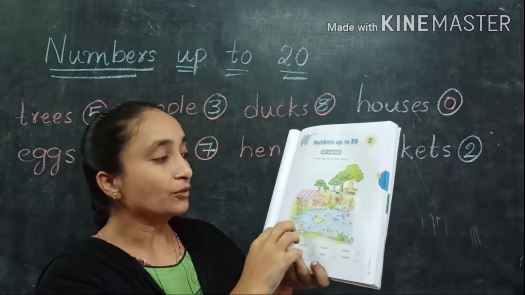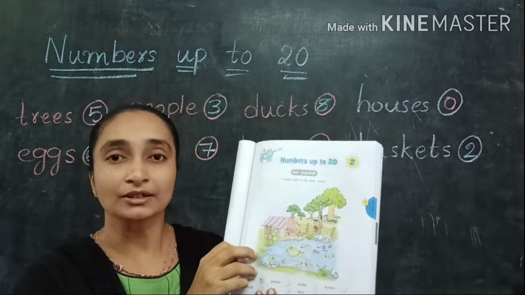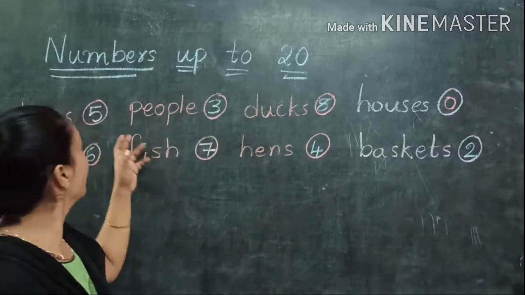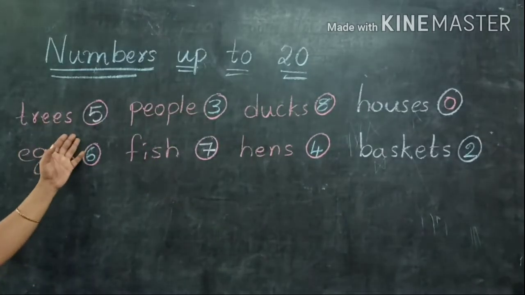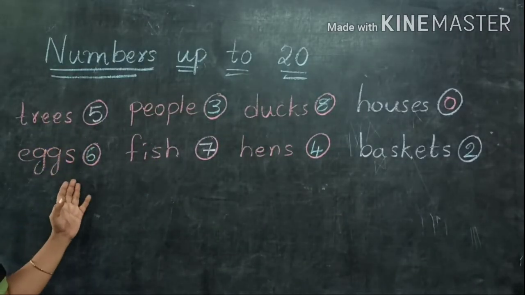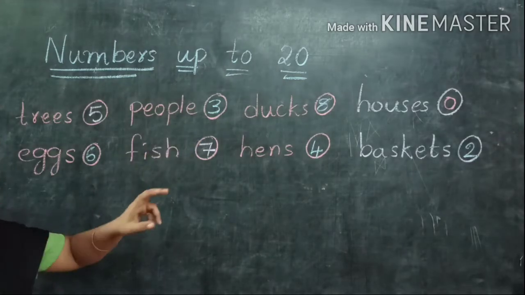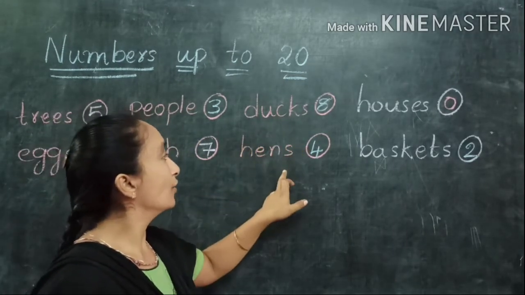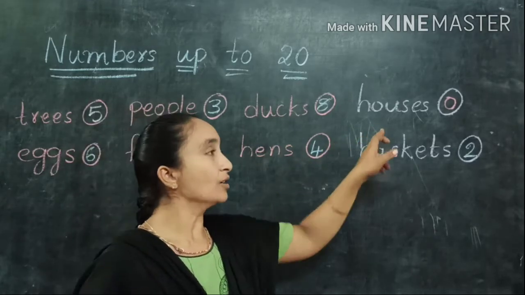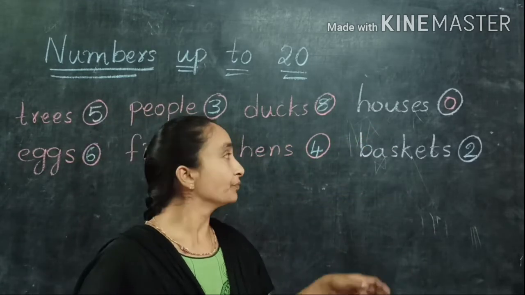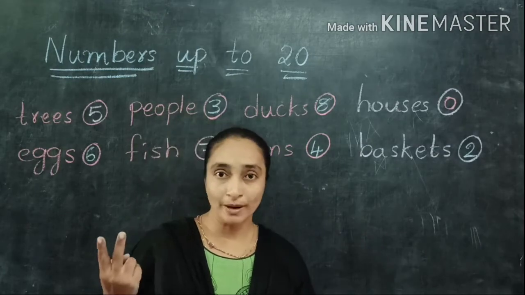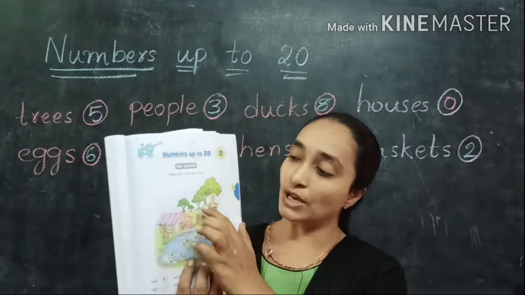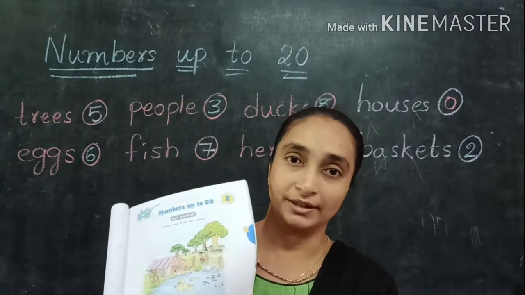So finally we have completed our circles. So we have finished our trees. So 5 trees are there, 6 eggs are there, 3 people are there, 7 fish are there, and 8 ducks, 4 hens, and the houses are nothing, 0, and the baskets are 2 baskets we have in the picture. So count and write. So we have completed our count and write here.